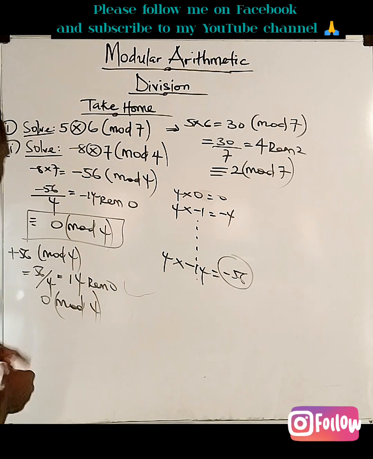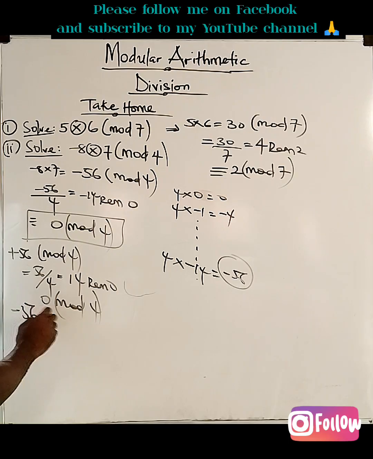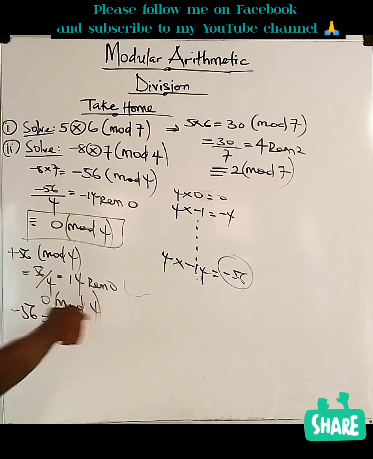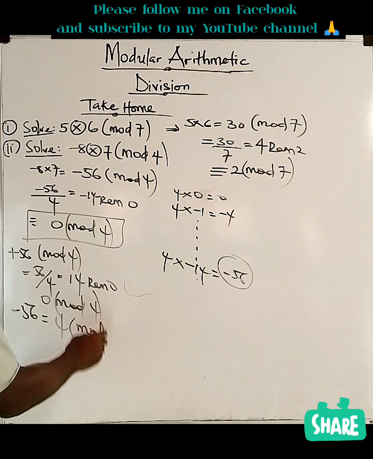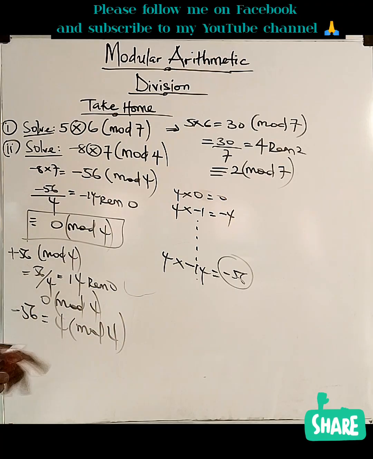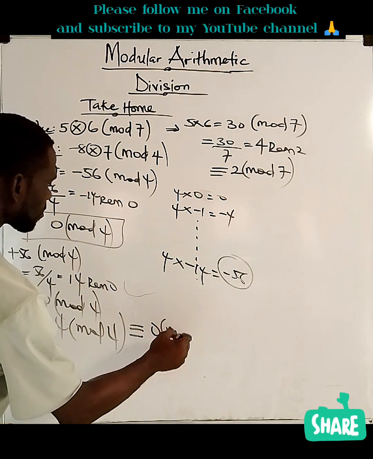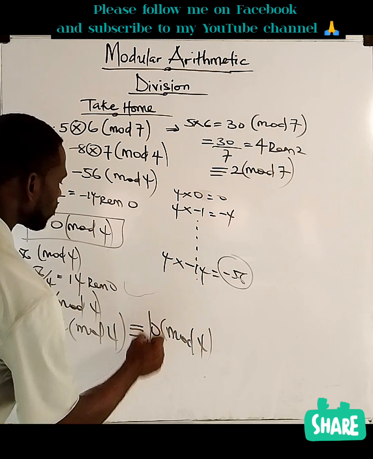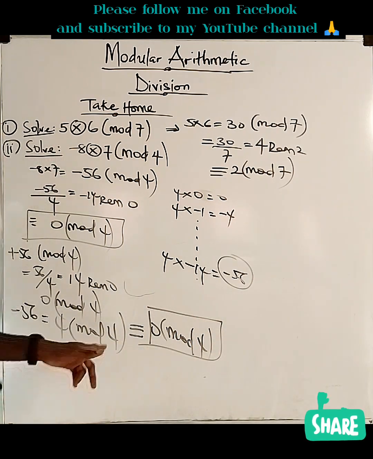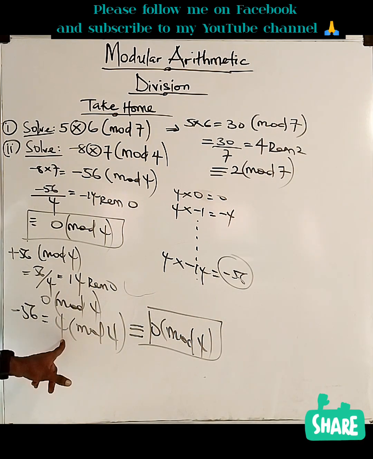So if this is 0 modulo 4, then minus 56 will give us what? We're going to take this away from this. That will give us 4 modulo 4. Don't forget that you can't be having 4 modulo 4. So if you have 4 modulo 4, if you break down this 4, we end up still getting 0 modulo 4. As simple as that. If we talk about modulo 4, we should not be having a number up to 4. So it's still going to be 0 modulo 4.